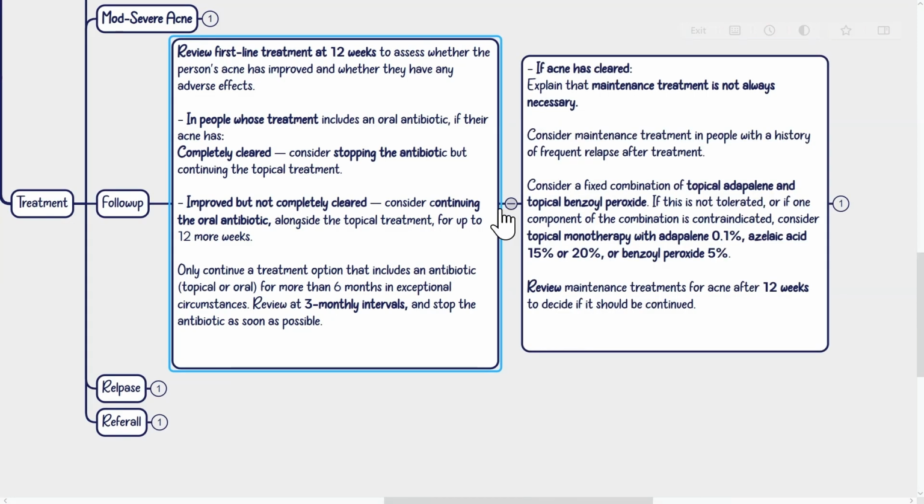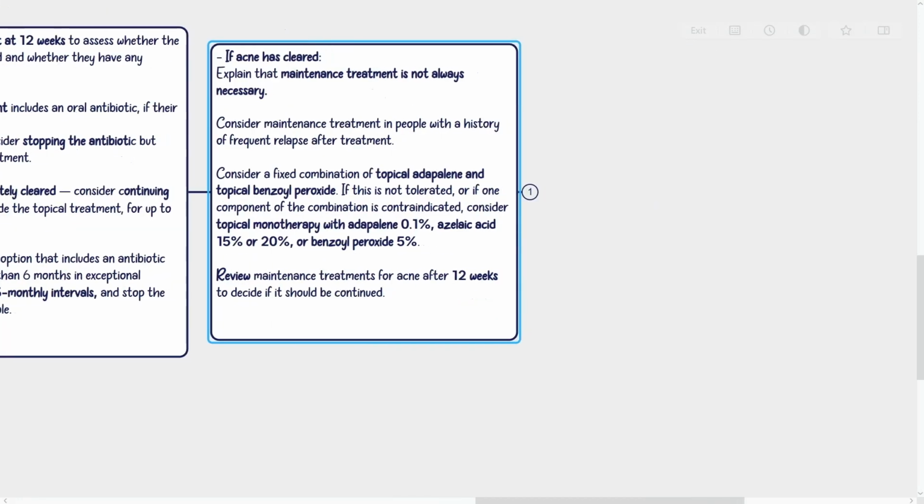If acne has cleared, explain that maintenance treatment is not always necessary. Consider maintenance treatment in people with a history of frequent relapse after treatment. Consider a fixed combination of topical adapalene and topical benzoyl peroxide. If this is not tolerated, or if one component of the combination is contraindicated, consider topical monotherapy with adapalene 0.1%, azelaic acid 15% or 20%, or benzoyl peroxide 5%. Review maintenance treatments for acne after 12 weeks to decide if they should be continued.